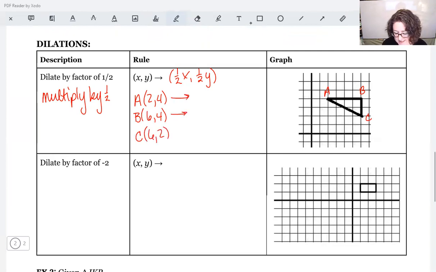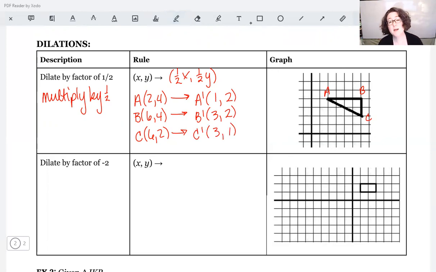And so to perform this dilation, multiply everything by 1/2. 2 times 1/2 is 1. 1/2 of 4 is 2. So A prime is (1, 2). B prime would become (3, 2). C prime would become (3, 1). Again, I'm just dividing each number in half, or technically multiplying it by 1/2. So our new points: (1, 2) for A prime, (3, 2) for B prime, and (3, 1) for C prime. Connect the dots.